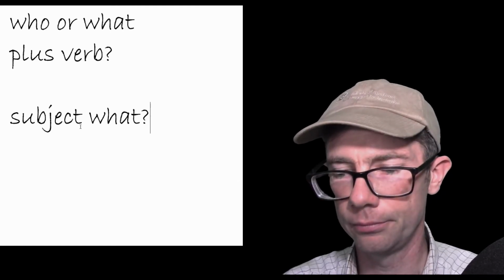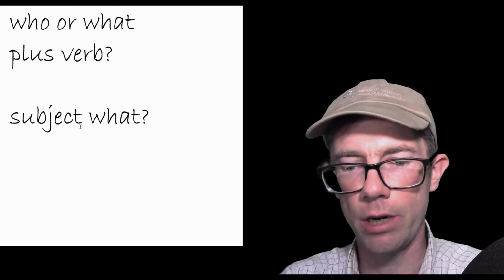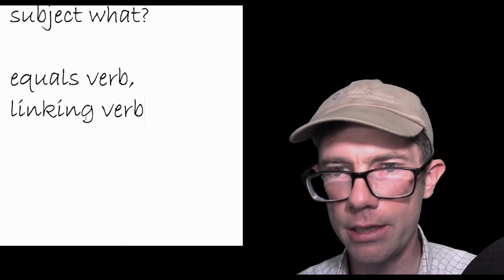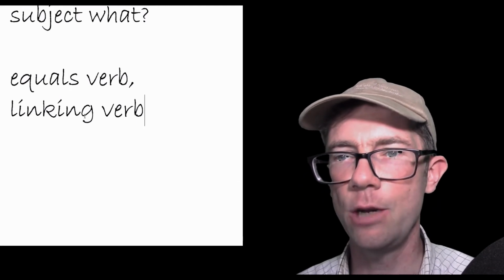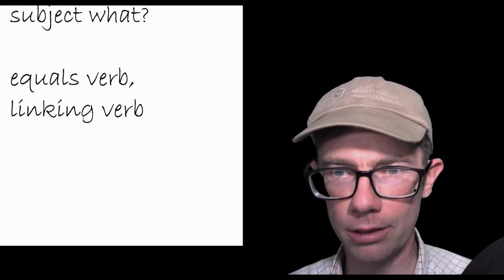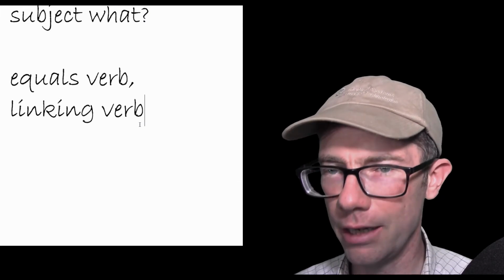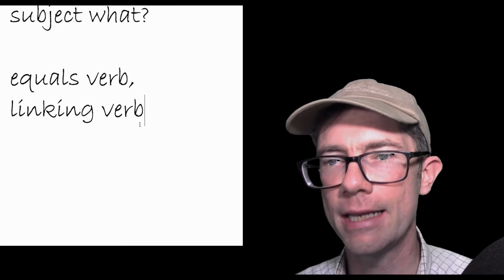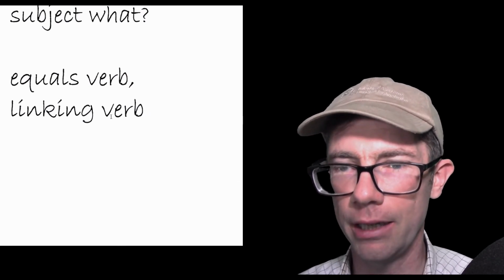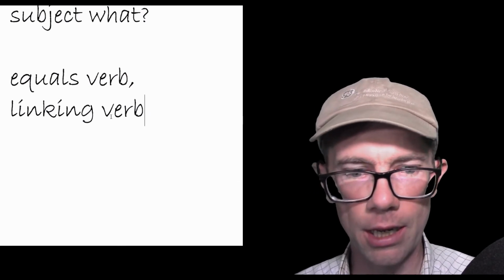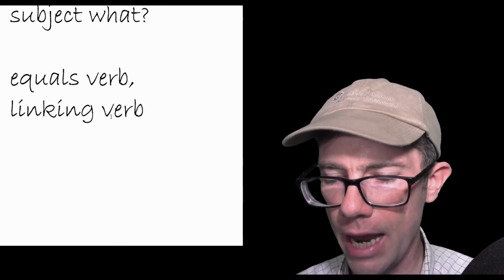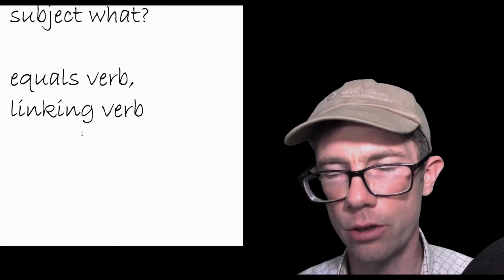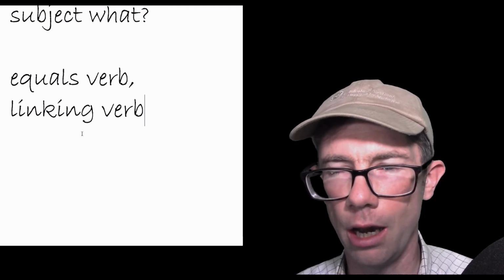Last thing, two types of sentences. The first is, according to me, an equals verb. According to everybody else in the world, it's a linking verb. Now, how do we tell that an equals verb is an equals verb? We replace the verb with an equal sign and see if it fundamentally changed the meaning. Great. In the next lesson, we're going to look at the second type of verb, and we're going to find out what that second type of verb is really soon. See you on the other side.